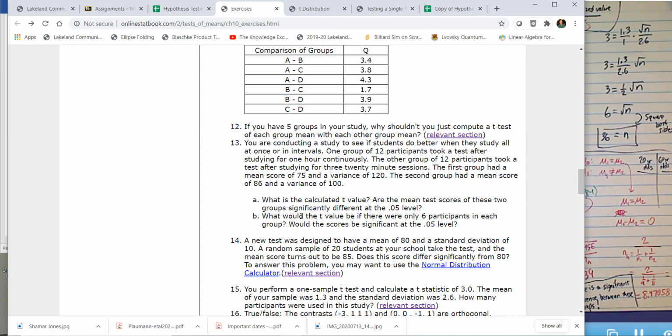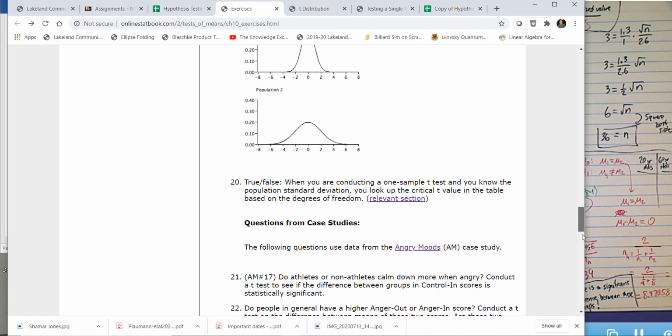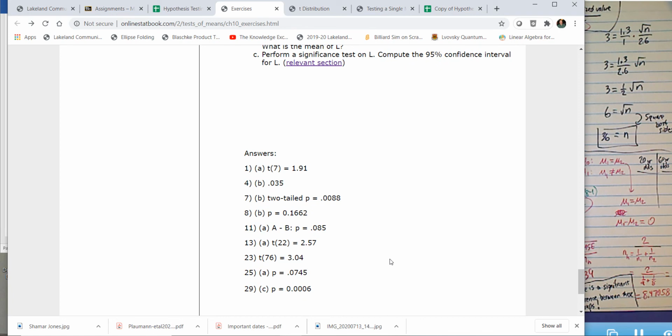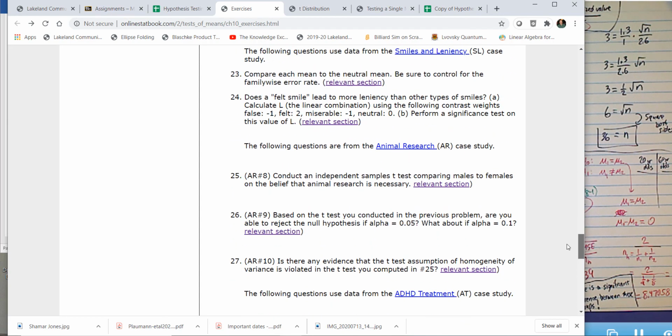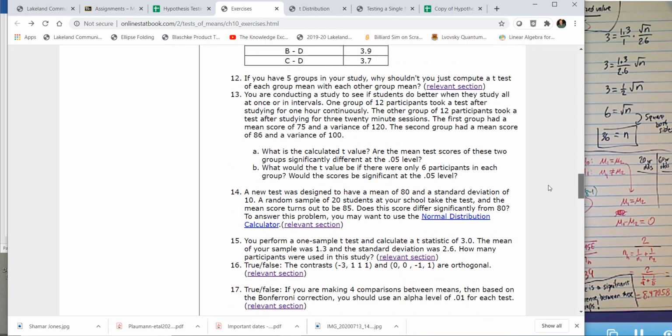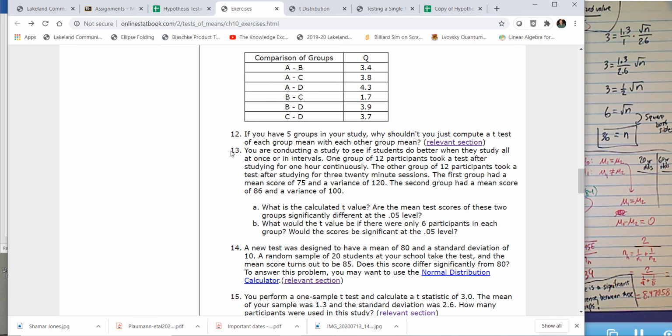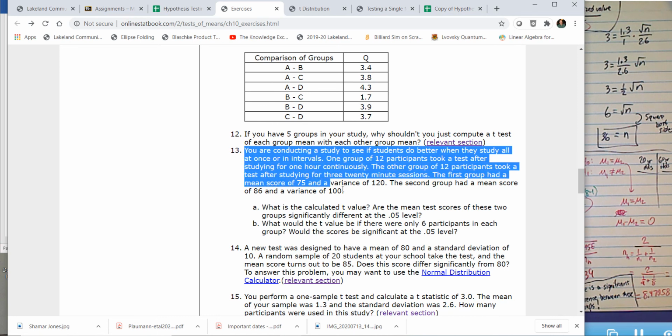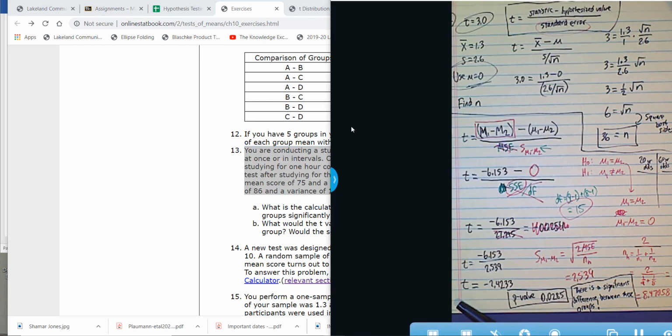And then it says, what would the t-value be if there were only 6 participants? And remember, they give you answers sometimes at the bottom. So problem 13, for part A, they say that the t-value is 2.57. And that was 22 degrees of freedom because there were n-1, n-1 is 11 plus 11. So again, question 13 is very similar to the problem 3 that we just worked through. You can kind of follow it word for word if you want.